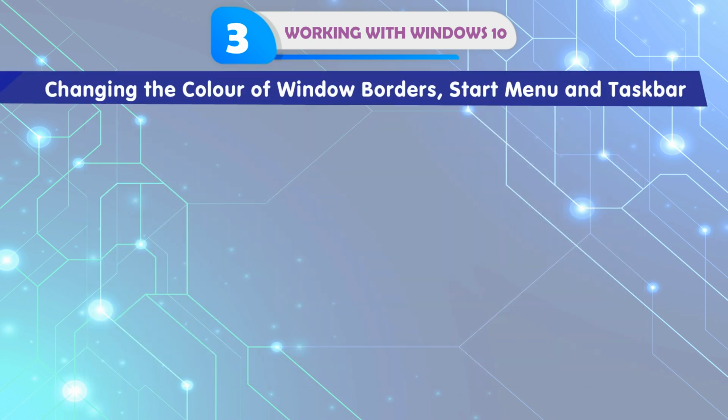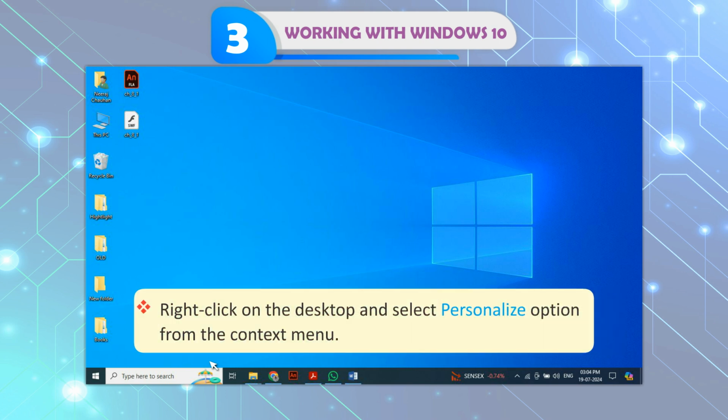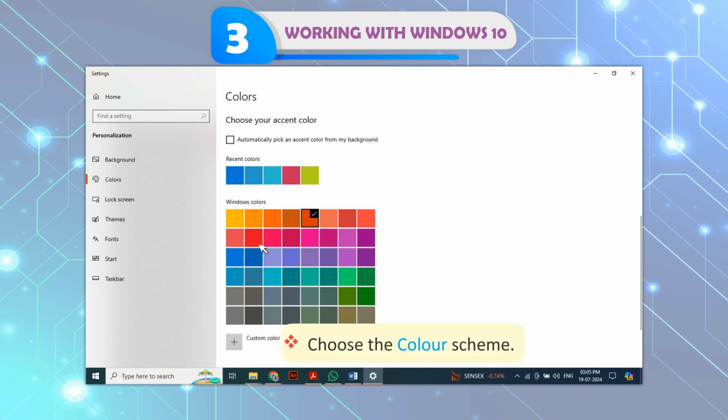Changing the color of window borders, Start menu and taskbar. To change the color of window borders, Start menu and taskbar, perform the following steps. Right-click on the desktop and select Personalize option from the context menu. Click on Window Color. A new window of window color and appearance will open. Choose the color scheme. Click on the Save Changes button.